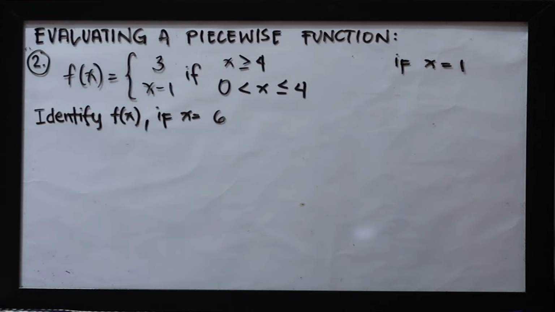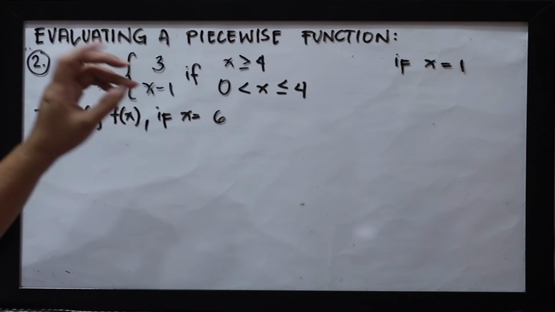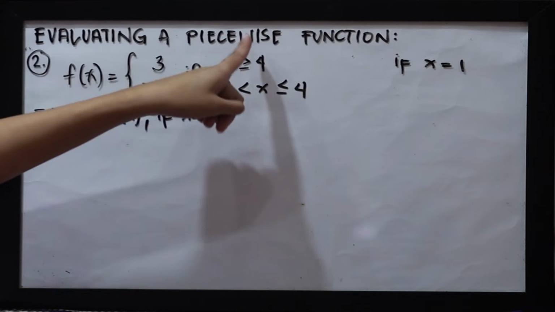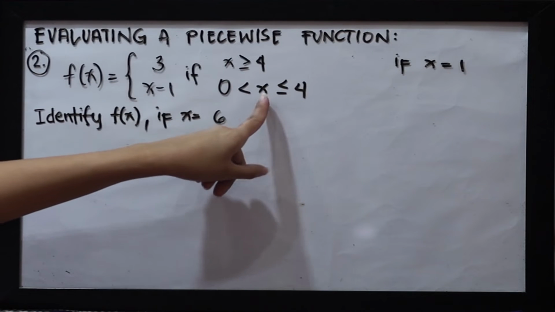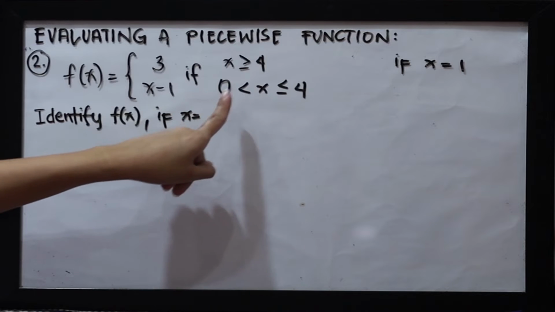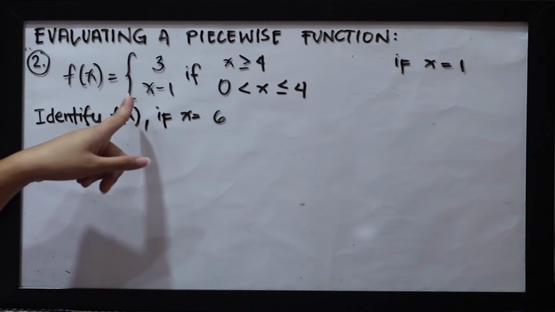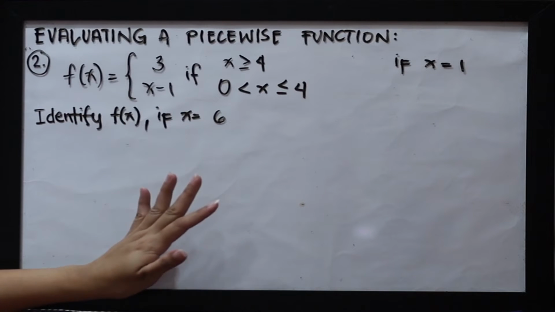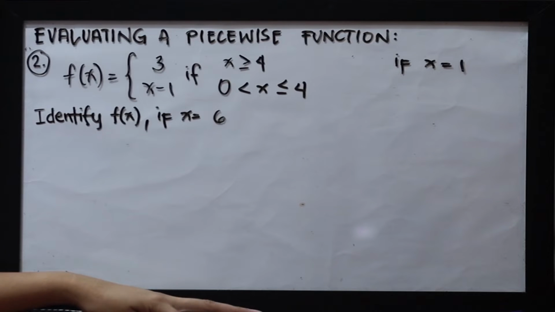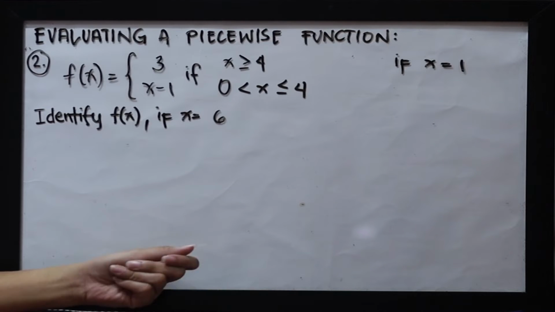And then, parang sa madaling salita, in evaluating a piecewise function, kung yung value ng x mo daw ay greater than or equal to 4, ito yung gagamitin mong function. Pero kung yung value ng x mo is greater than 0 but less than or equal to 4, then ang gagamitin mong function is yung x minus 1. Ganun lang. Basically, ganun lang yung sinasabi nung evaluating a piecewise function, or that's how we're going to evaluate a piecewise function.